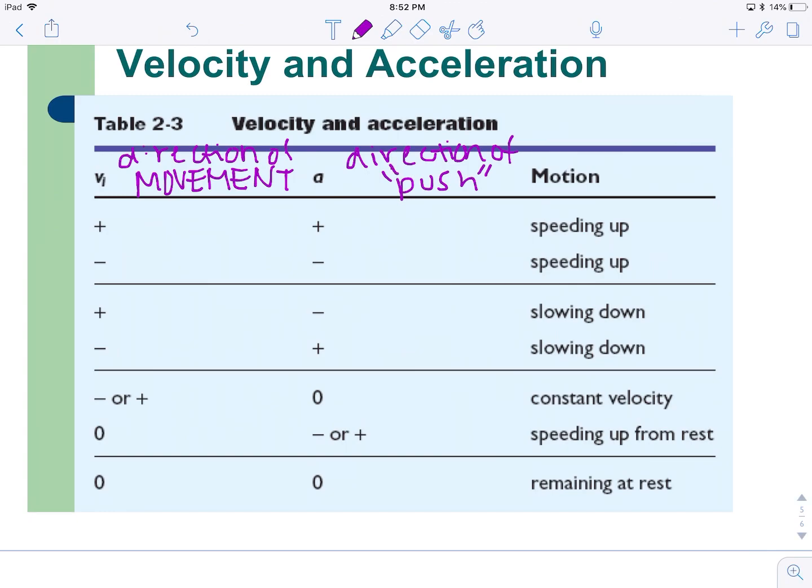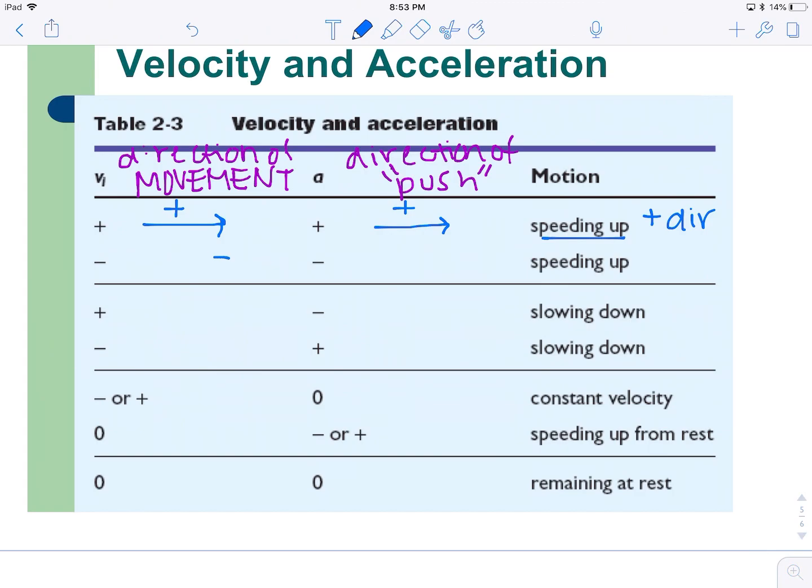Let's try a couple of examples. So let's say an object has a positive velocity. All that means is it's moving in the positive direction. If it has a positive acceleration, that means it feels a push in the positive direction. If I am moving in some direction and I receive a push in that same direction, it's going to cause me to speed up. And I'm still going to be moving in that same positive direction.